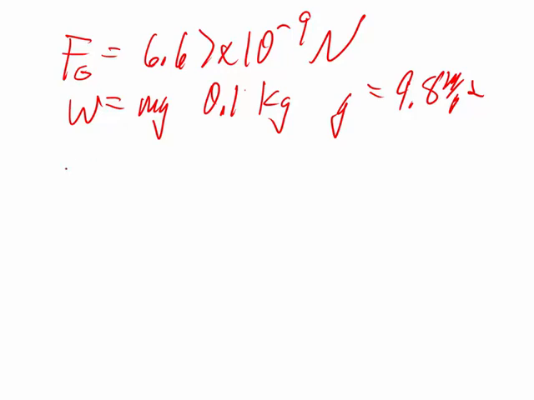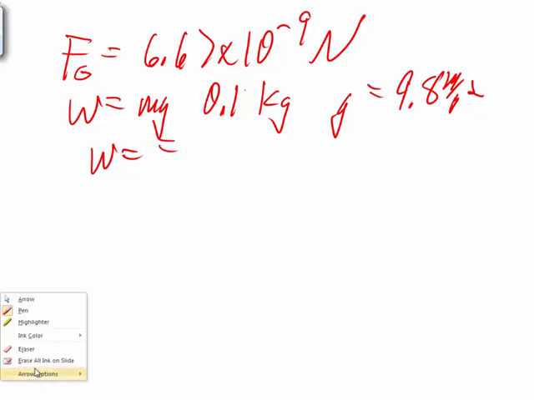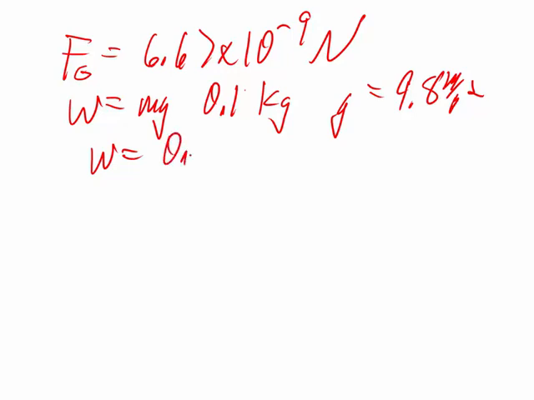And so then we have what? So the weight is equal to what? So we got 0.1 times 9.8. 0.1 times 9.8 is what? 0.98. 0.98 newtons, isn't it? Sure it is. All right, so now let's do the ratios.